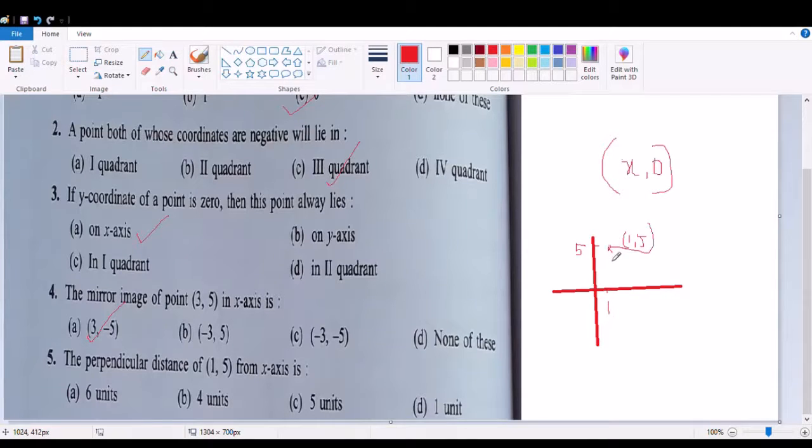We need the perpendicular distance of (1, 5) from the x-axis. You have to find this much distance, which is 5 units. If the question is the perpendicular distance of (1, 5) from the y-axis, you have to draw a line like this, and this distance will be our answer, which is 1 unit. Hope you clear this much. Then we will move to the next one.